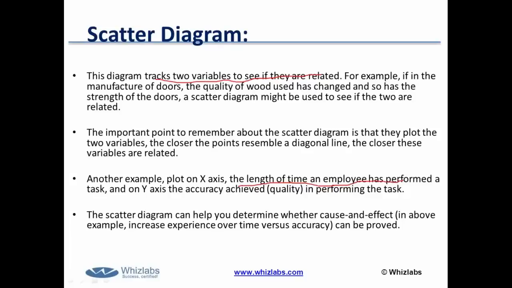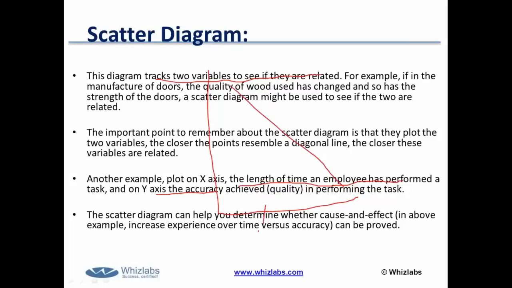The length of time an employee has performed a task and the accuracy achieved. The same thing: if the person performs the task for a longer time, is the accuracy impacted? So you can take any two variables in your project and try to find out how they are related, whether changing one variable improves or reduces the other. If instead of 4 resources performing one task you remove one resource, how does it impact your quality? So there could be negative correlation also.